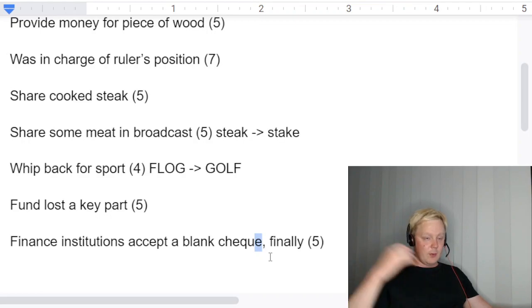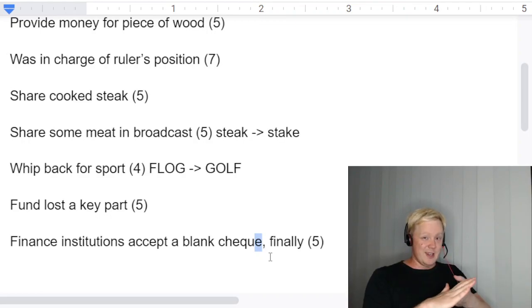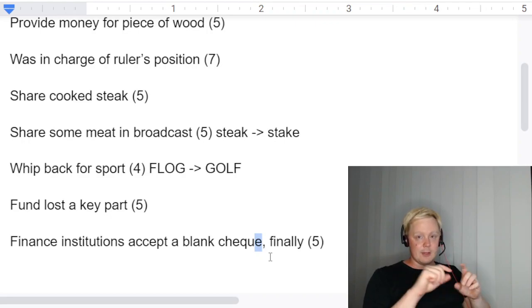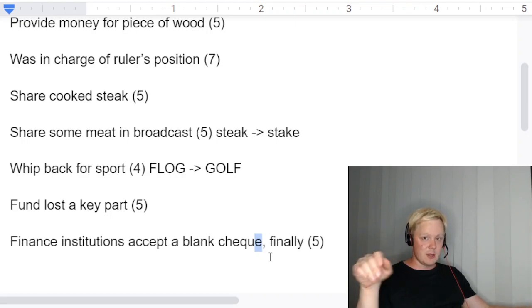Other indicators that can show that are something like at last, or ends, or tails, or if it's an across clue, it might be rights, as in the rightmost letters, or if it's a down clue, it might be something like bottoms or feet, something that means the end of something.